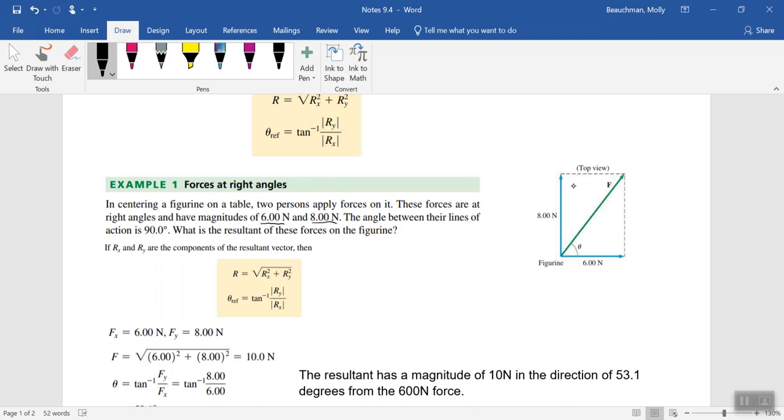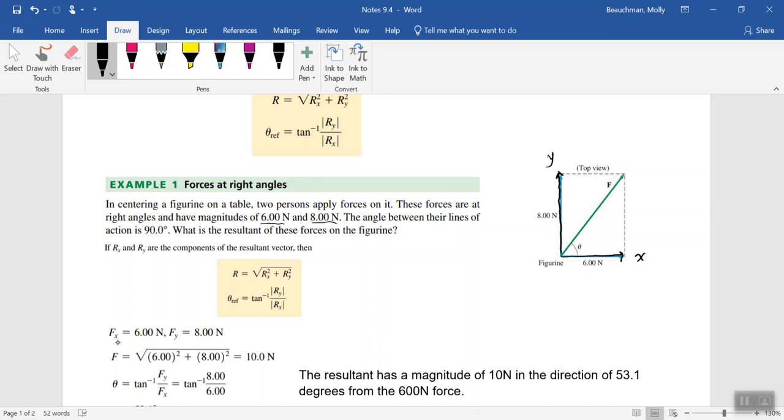So if we think of it as setting the two forces at 90-degree angles with the x-axis and the y-axis, then we have 6 newtons this direction, and we have 8 newtons this direction. You could go the other way as well. Then the resultant is going to be the diagonal of that parallelogram, or in this case the rectangle. So the two things we're looking for are the length, which is the magnitude, and the angle that it makes with the 6 newton force.